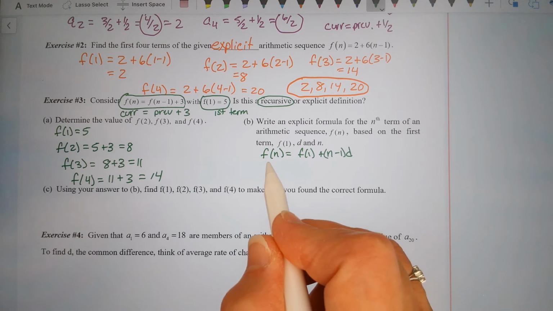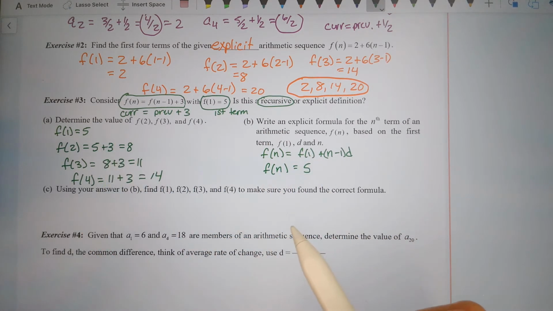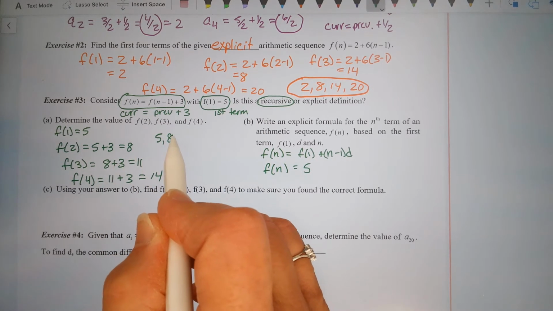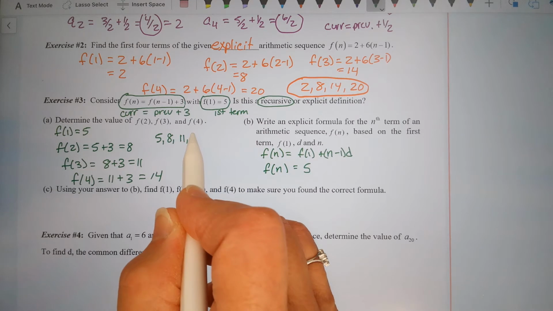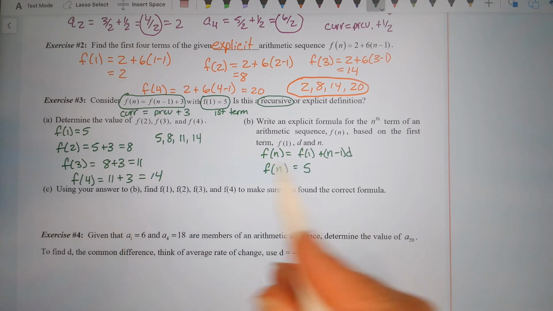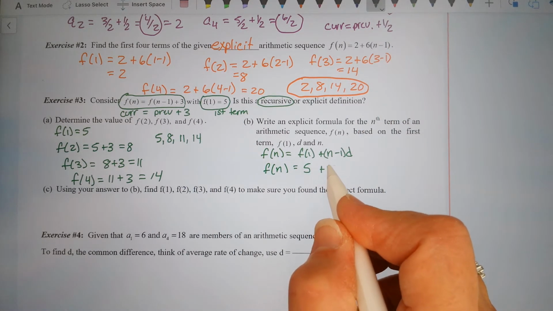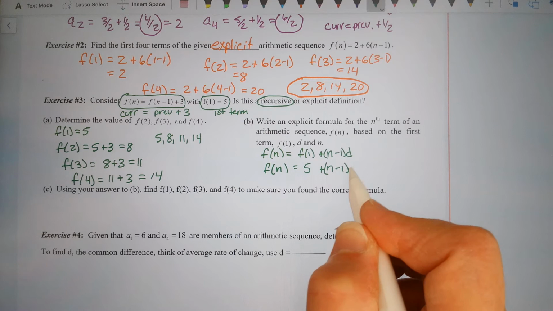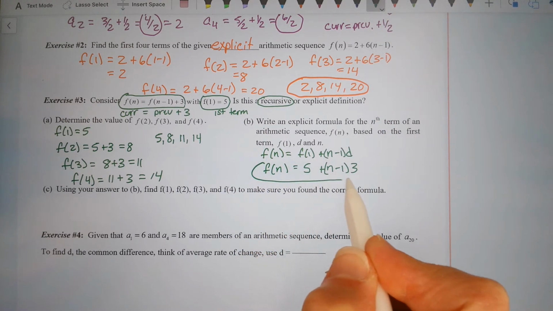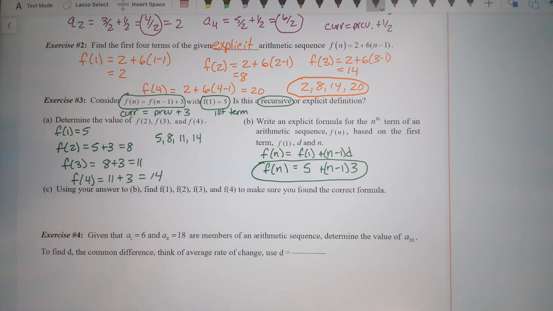And the first term is 5. The value of the first term is 5. What's the common difference between 5 and 8, and 8 and 11, and 11 and 14? 8 minus 5 is 3. Plus n minus 1 times 3. And this is our explicit formula.